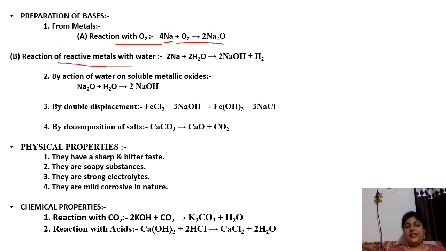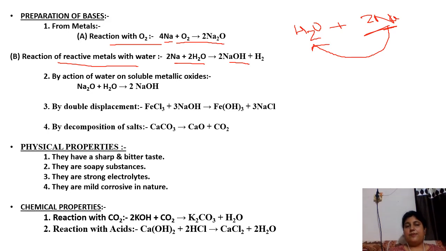Second, reaction of reactive metals with water. What will happen? Water, we know, is amphoteric. It will act as acid and base both. So when it react with metal atom, sodium is an electropositive atom, and this element will replace hydrogen from over here and result in the formation of base.